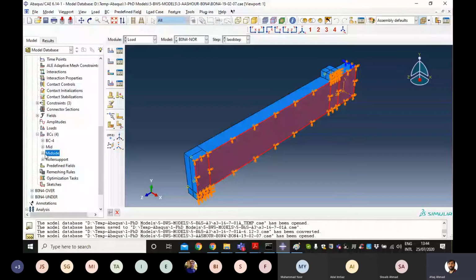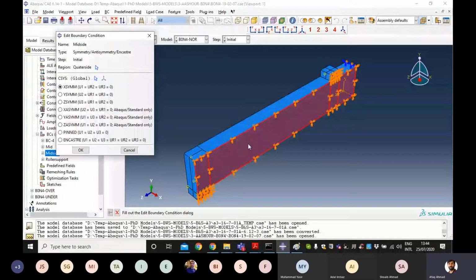So this is the cutting plane. If I just click it here, you will see that I will restrain my dead side in U1. U1 is the X, R2 rotation along X, and R3. So for example, this is along the X, so the X should be restrained. There is no displacement along this face along X. There should be no rotation along this face.